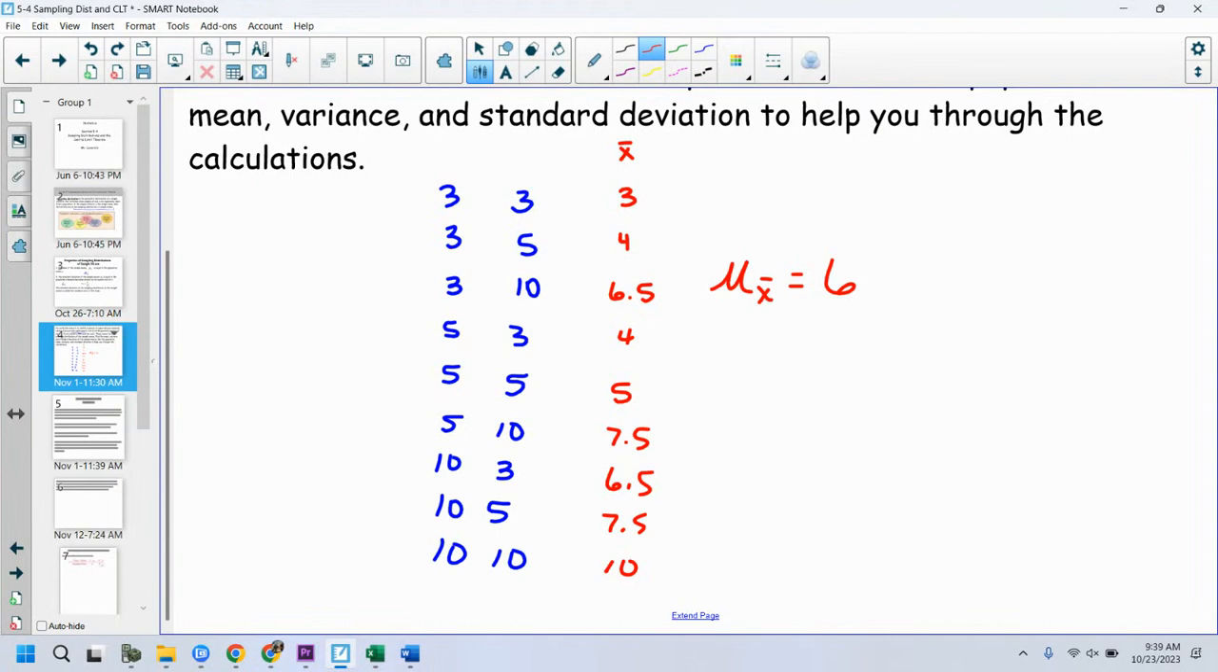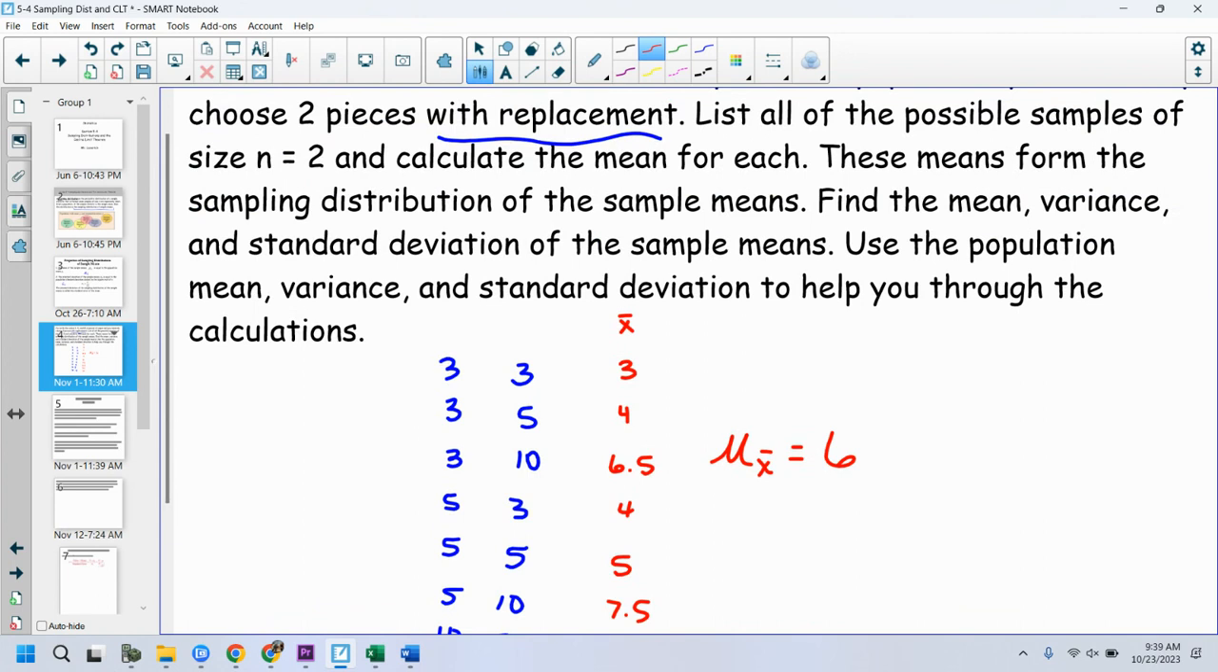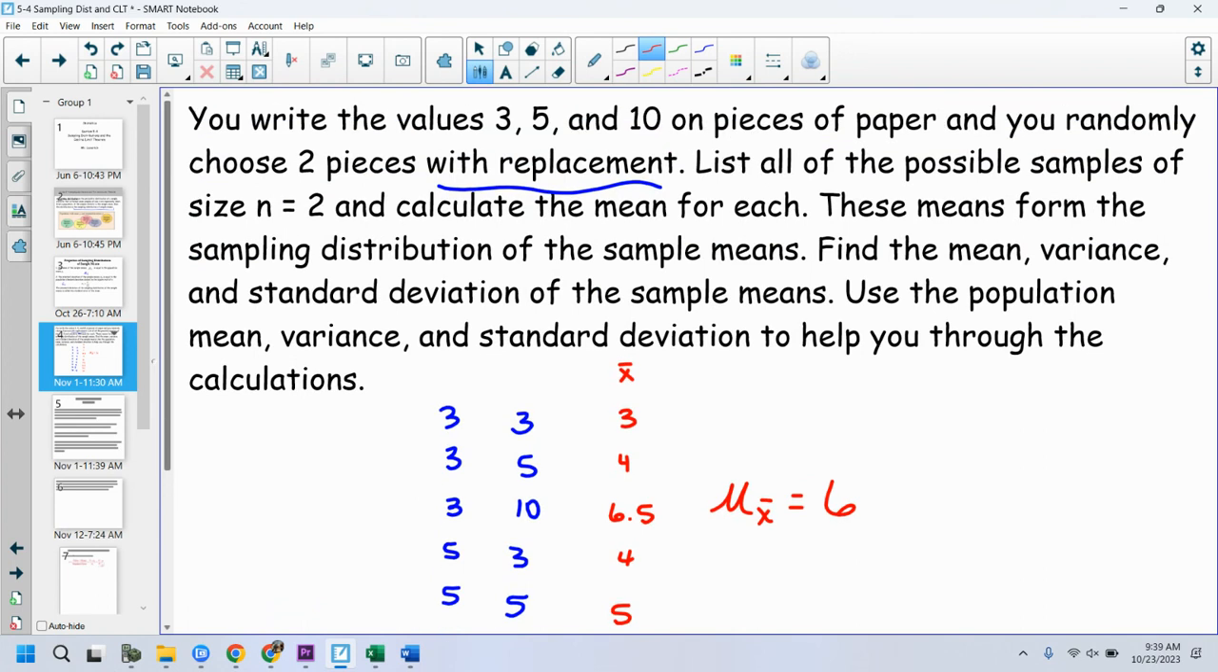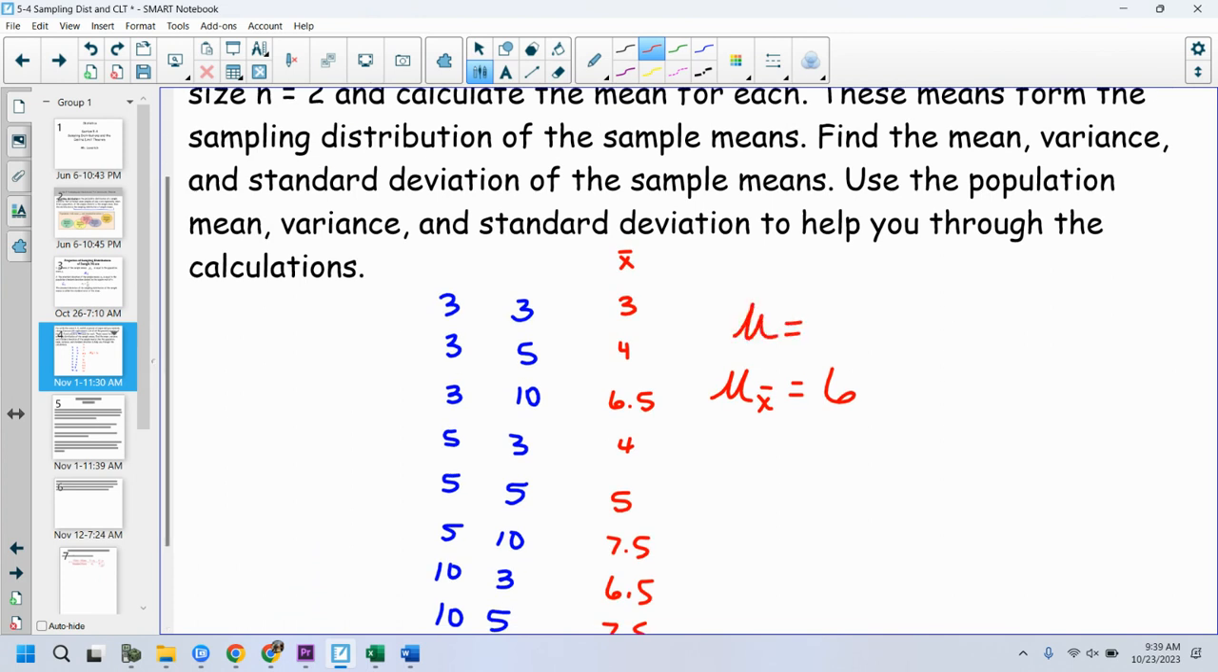I did not need to do that. Why? Because mu x bar is the same as mu. What are my 3 possible values? 3, 5, and 10. What's the average of those things? 5 plus 3 plus 10 is 18, divided by 3 is 6. See, I didn't need to do that because mu x bar is essentially the same as mu.